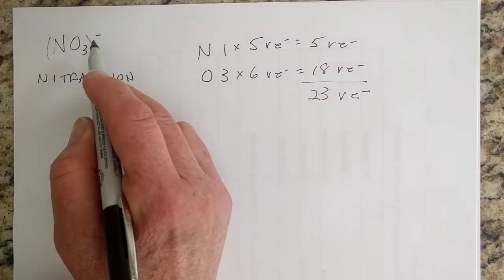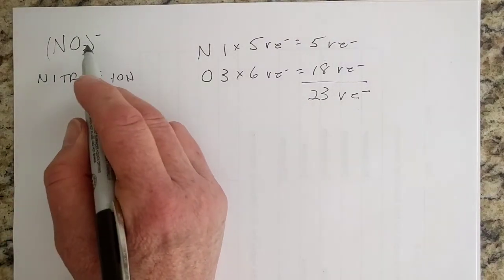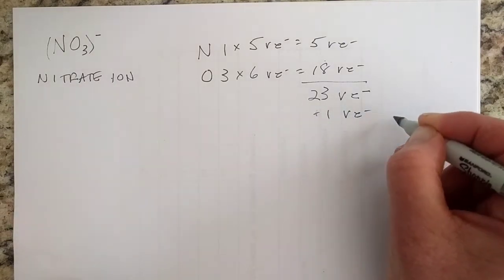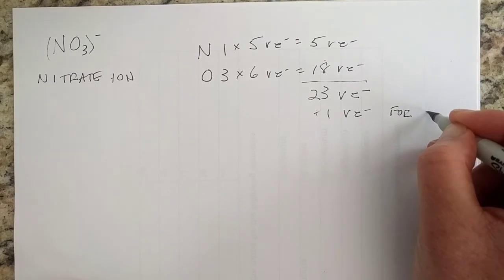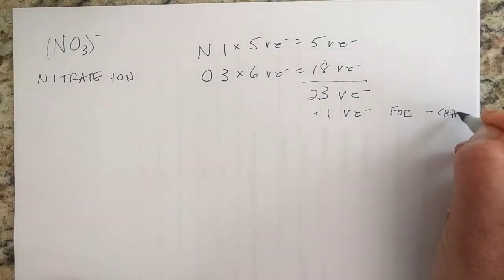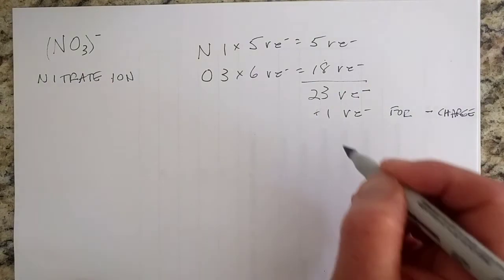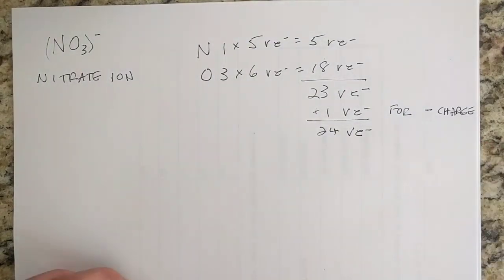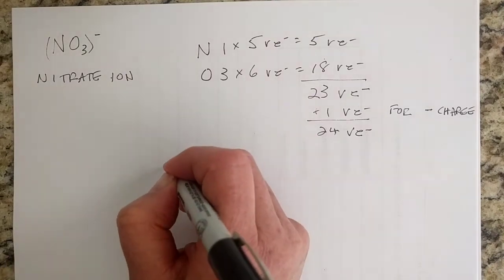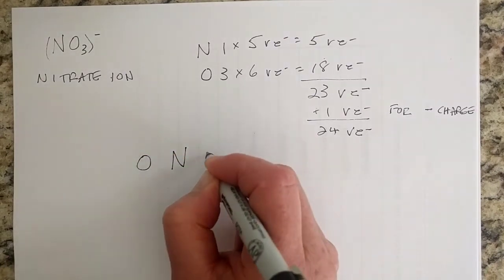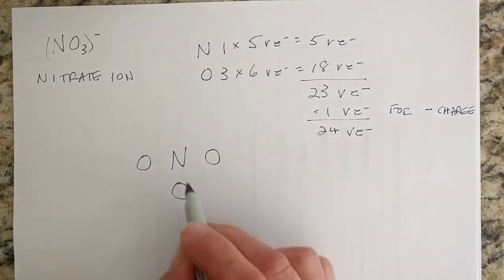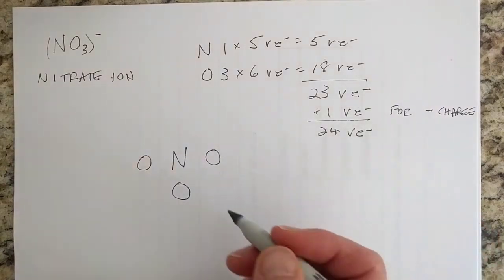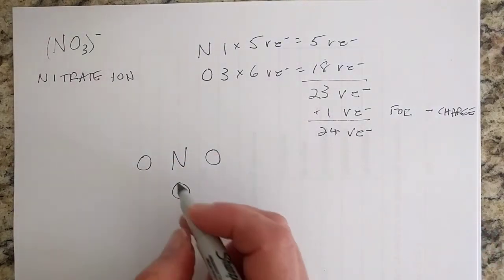And then we look at our charge. -1 means the group gained 1 electron. So plus 1 valence electron for the minus charge. So we have a total of 24 valence electrons. All right, nitrogen in the middle, 3 oxygens around it. It doesn't matter where you put them. All right, let's put in our 24 valence electrons, just put them evenly and see how we do.